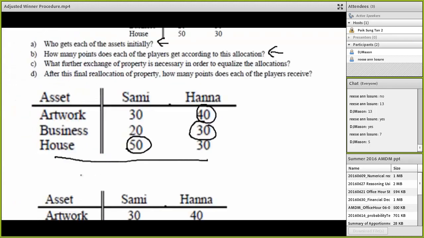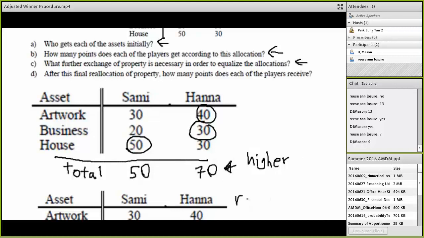So let's find the total. Sammy has a total of 50, and Hannah has a total of 70. So Hannah actually has the higher total here. So we now are asked what further exchange of property is needed in order to equalize the allocations. And so we see that since Hannah is higher, Hannah's assets need to be transferred first.